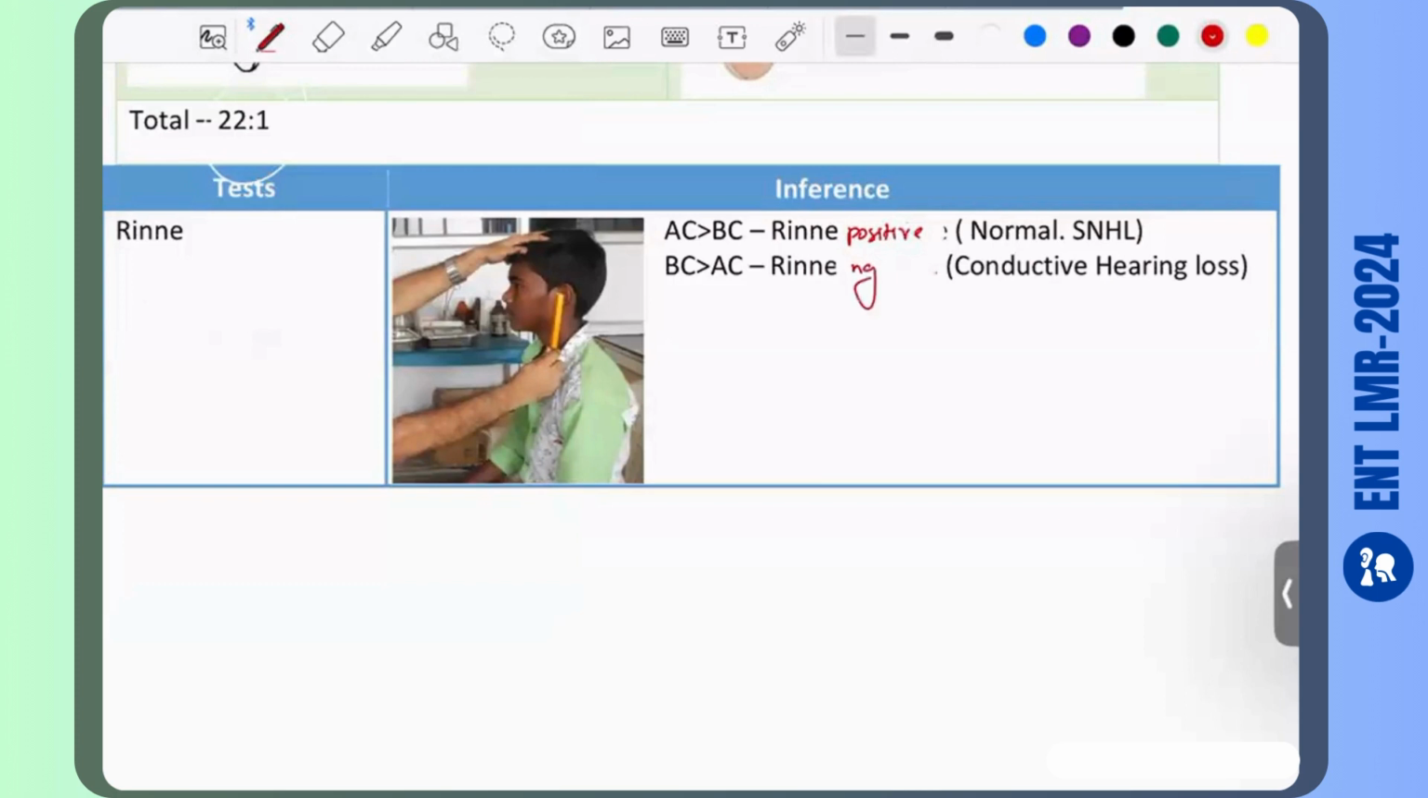So bone conduction better than air conduction is Rinne negative. It is seen in conductive hearing loss.